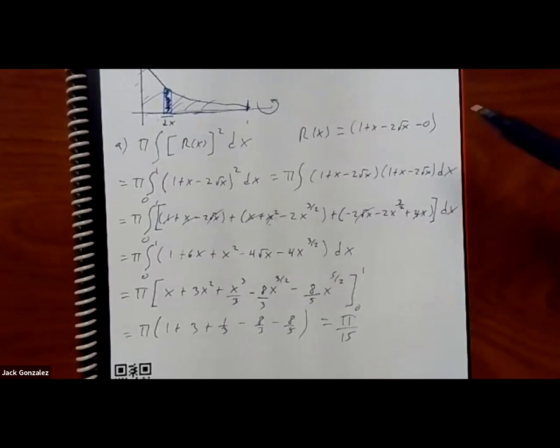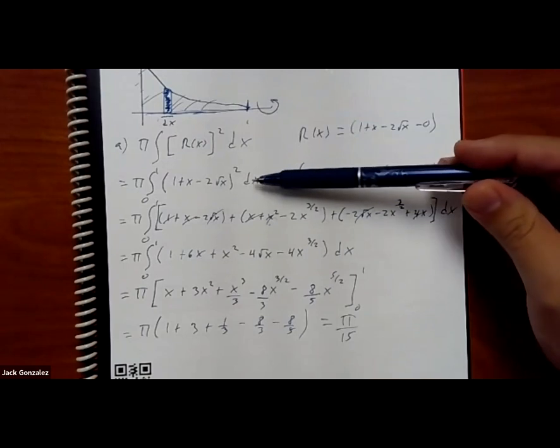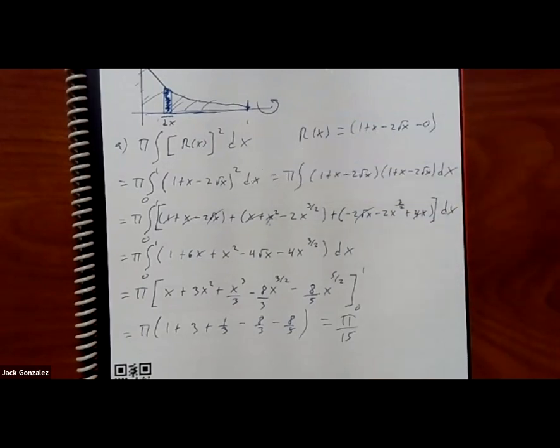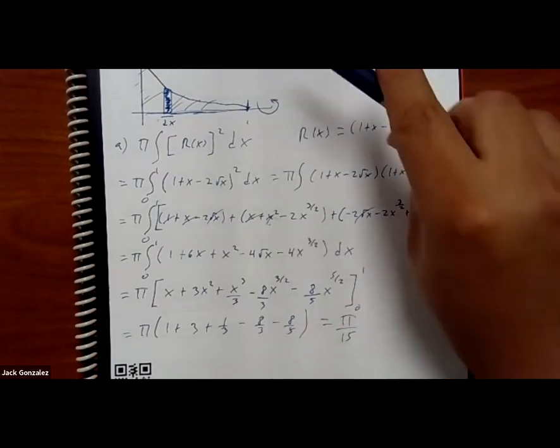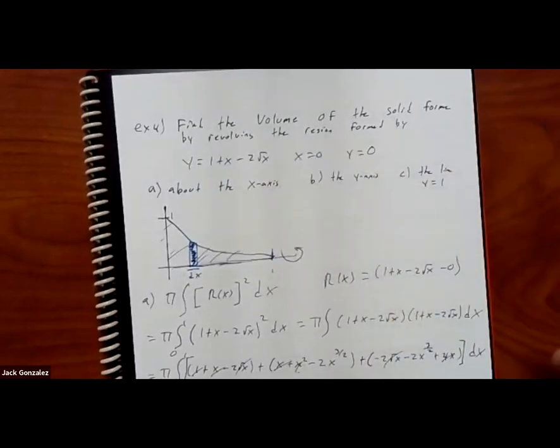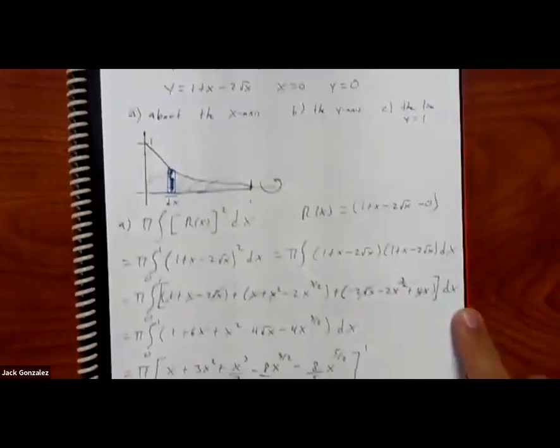The part I need you to see is the setup. Does this make sense how we set it up? Do you see why we chose disk instead of shell? You see how shell would have been either impossible or incredibly difficult. If we did shell, you would have to solve for x here. Can you solve for x?